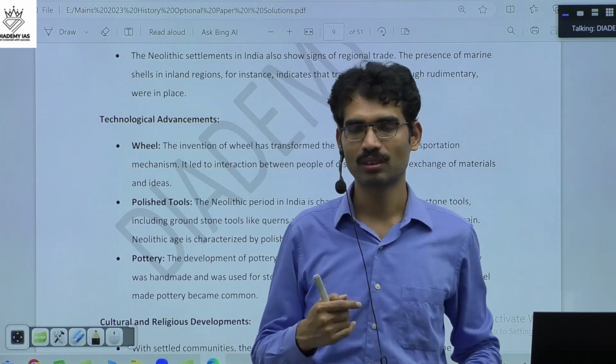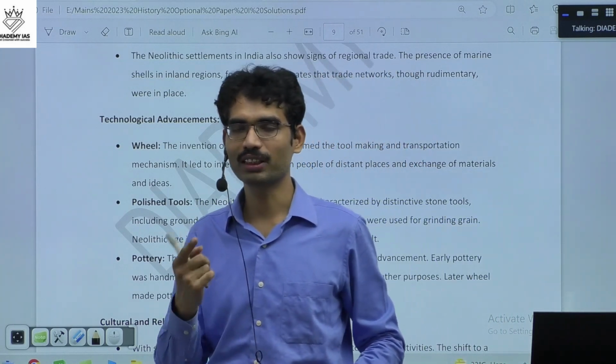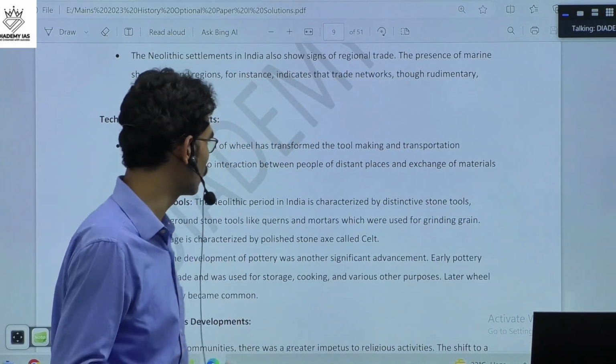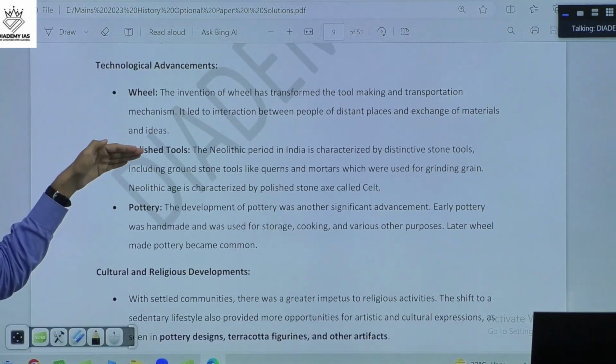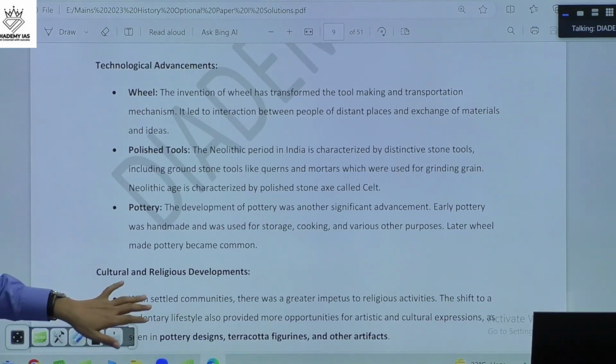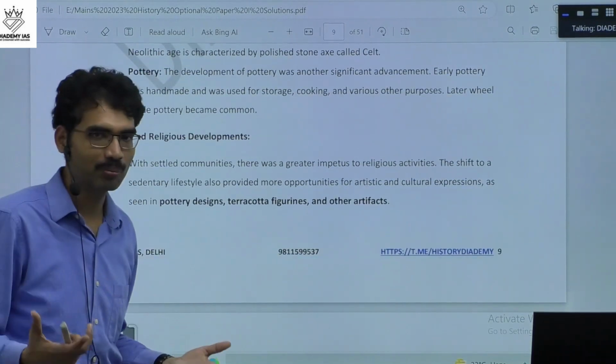Paleolithic, crude tools; Mesolithic, micro tools. When it comes to Neolithic, polished stone tools. Technological tools: the wheel was used, polished tools, pottery was used, and cultural and religious developments also.